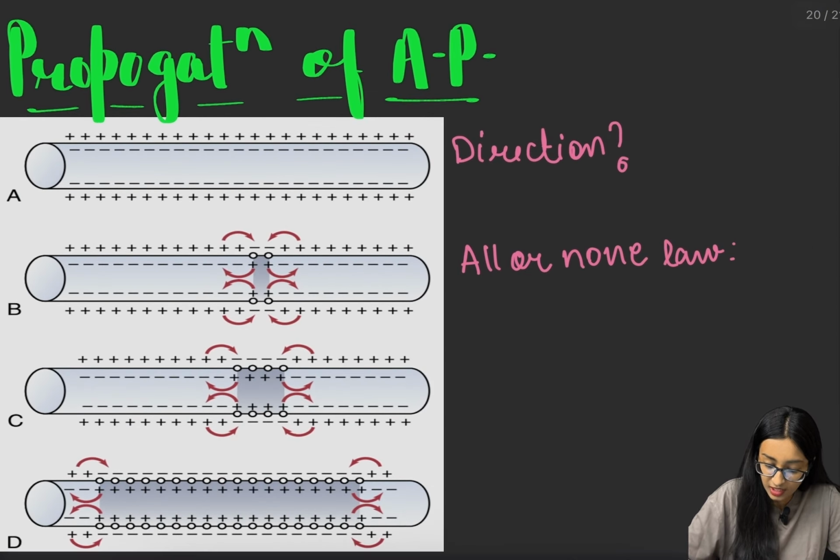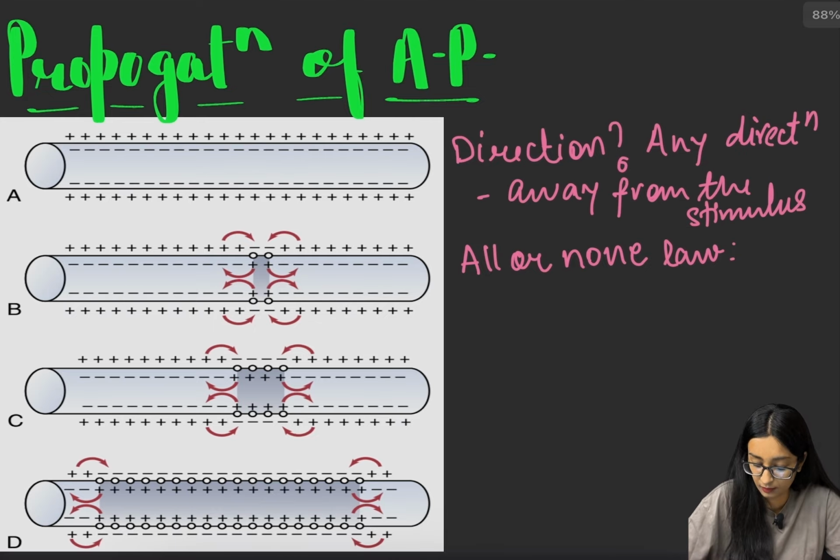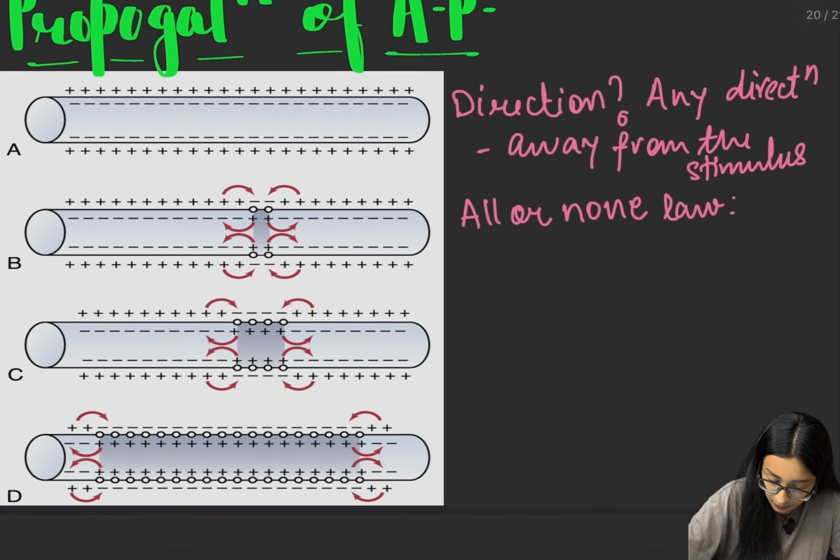Now, propagation of the action potential means that if one point is activated, then the other point will also get activated. It doesn't matter in which direction, it can happen in any direction, away from the stimulus. If it is happening in a nerve, we call it a nerve impulse, and if it is happening in a muscle, we call it a muscle impulse.